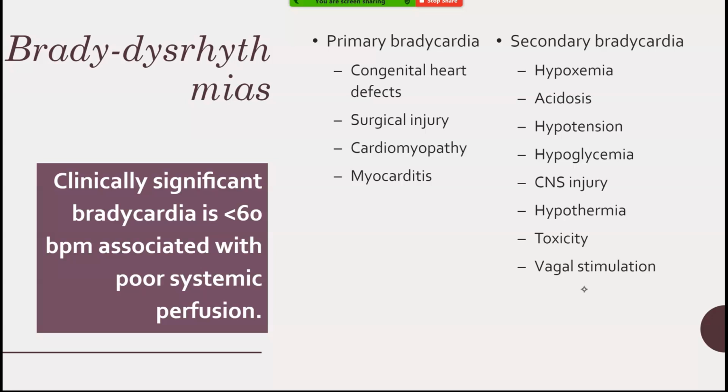Bradydysrhythmias, so you have a number of different reasons that a child can be bradycardic. Again, commonly the number one reason is a hypoxic state. If a child is bradycardic, they're going to have poor perfusion. Okay, they're just not able to compensate. If there is something structurally wrong with the heart, such as cardiomyopathy or a congenital heart defect, that's considered primary bradycardia, whereas secondary bradycardia is due to something else, such as hypothermia or hypoxia, etc.